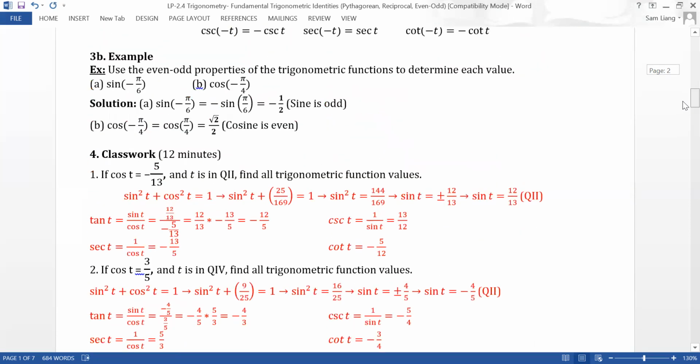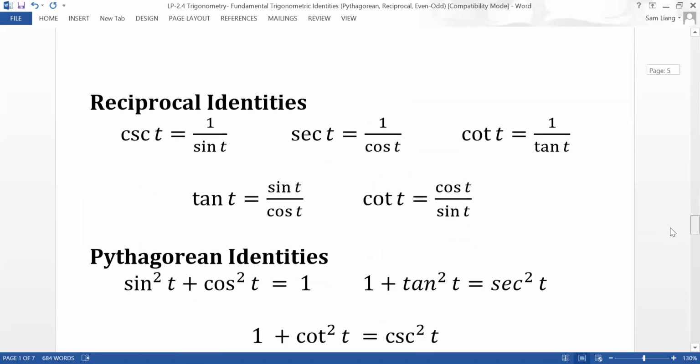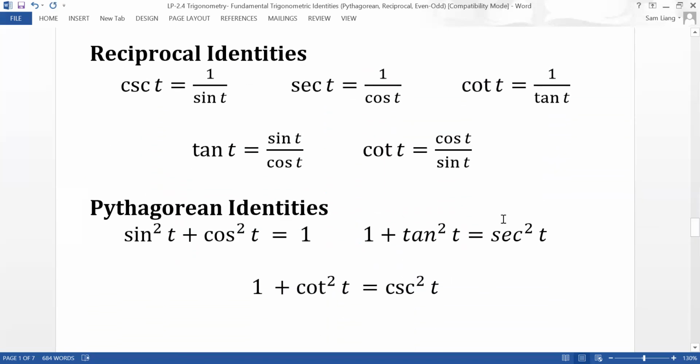Okay, so with that, let me get to the slide. All right, so here are the reciprocal identities. Please copy this down. Cosecant t is equal to 1 over sine t. Secant t is 1 over cosine t. Cotangent is the reciprocal of tangent. Tan t can also be seen as sine over cosine, and then cotangent is cosine over sine.